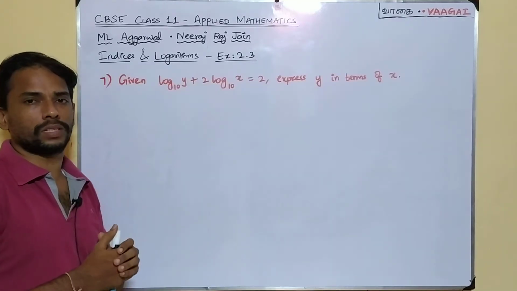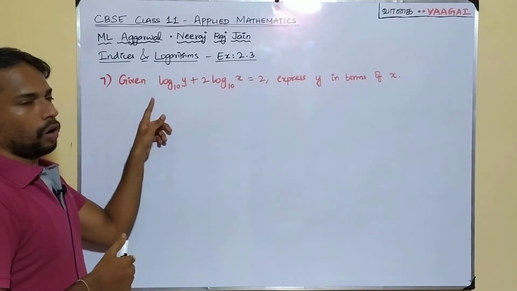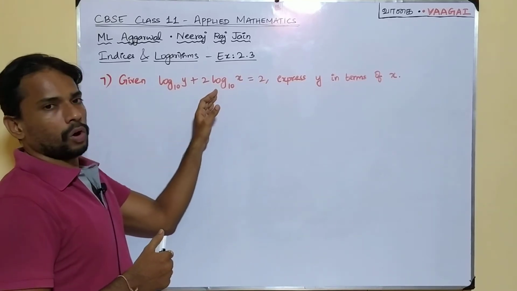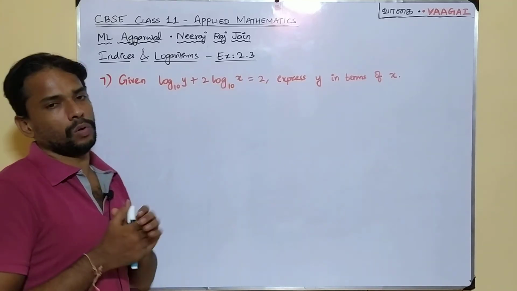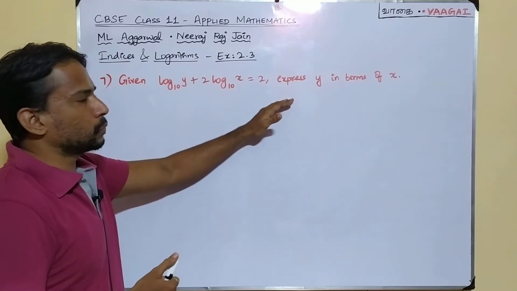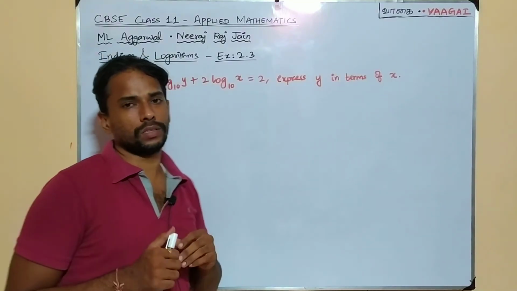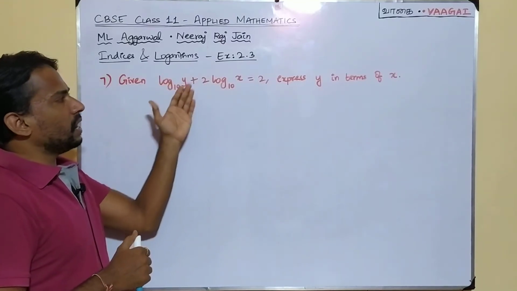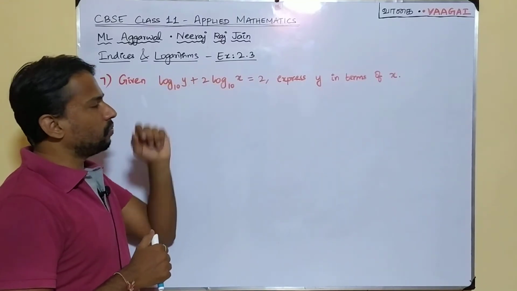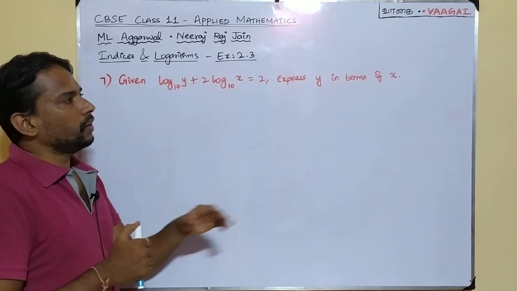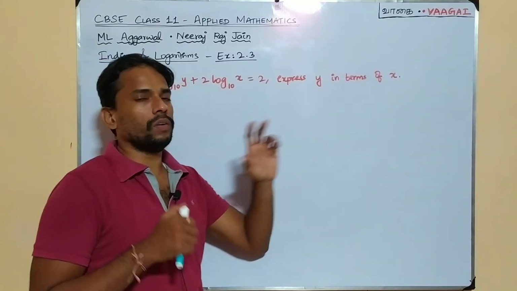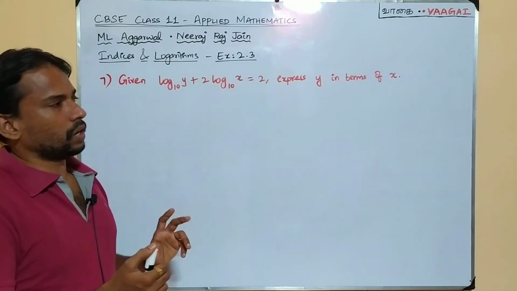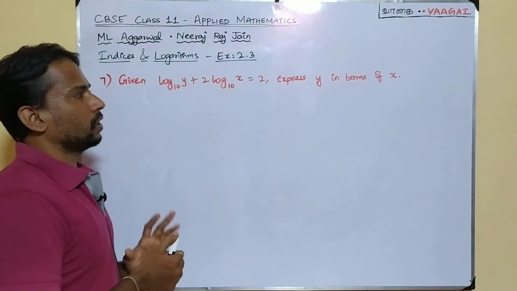Here we have question number 7. Given log of y to the base 10 plus 2 times log of x to the base 10 is equal to 2, then express y in terms of x. So we have a relation between y and x that is given in terms of logarithms, but we need to express y in terms of x without those logarithms. That's what the question is expecting us to do.